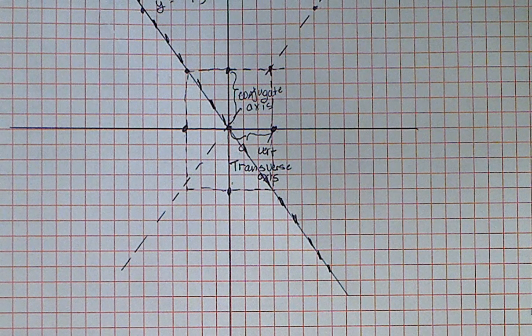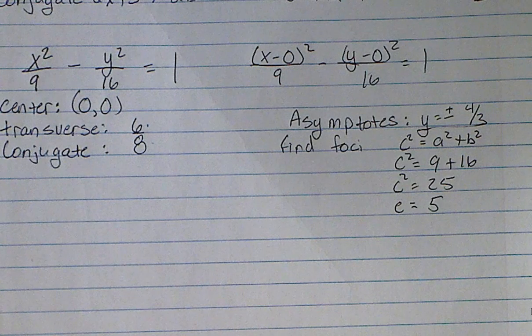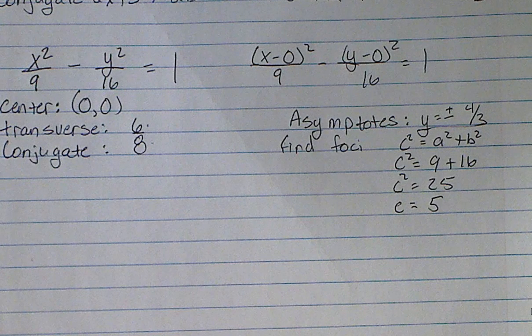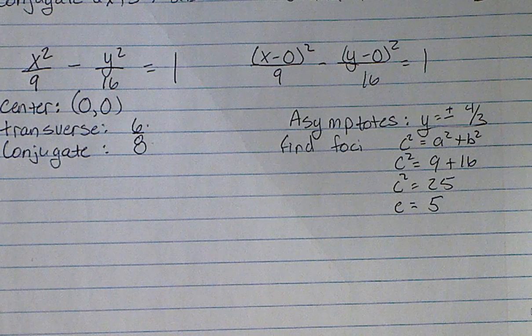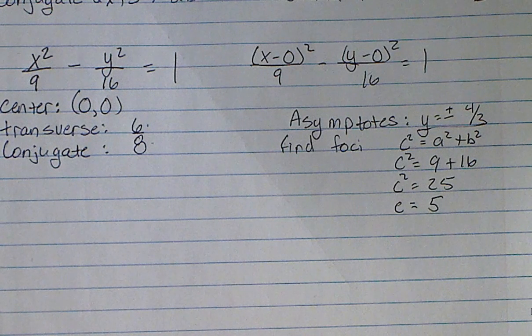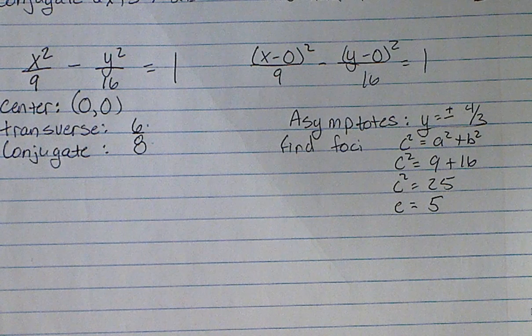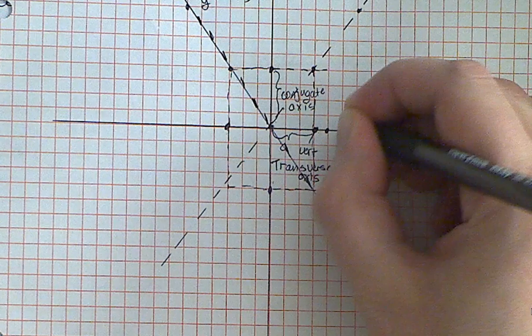Anyway, the next thing we need to do is put where the foci are. If you remember, the distance to the focus is the C, which we found as being 5. If the x comes first, like it does in this one, then you go right 5 or left 5 from the center. If the y comes first, then you go up 5 or down 5 from the center. In this case, the x comes first, so you go right 5 and left 5 from the center, and here's focus number 1, and here's focus number 2.